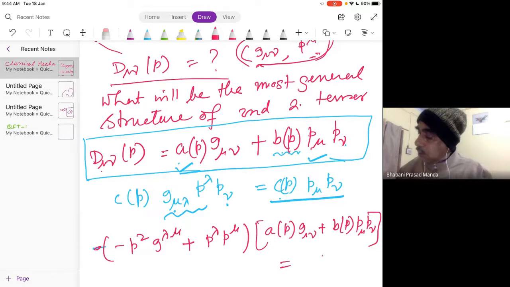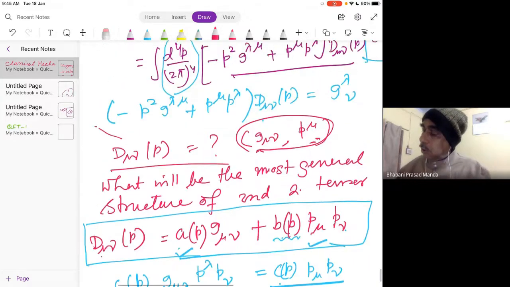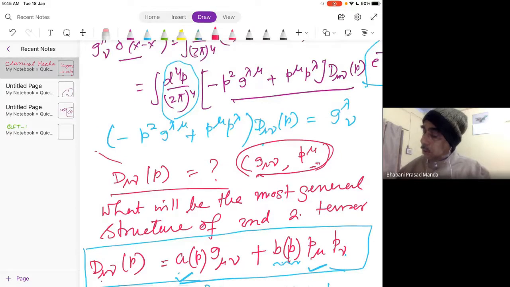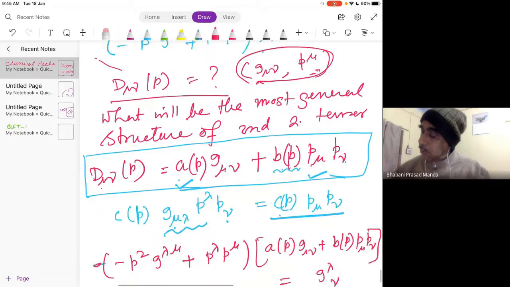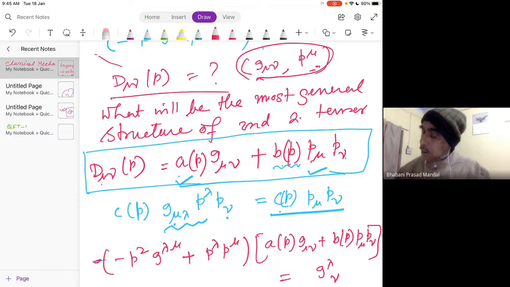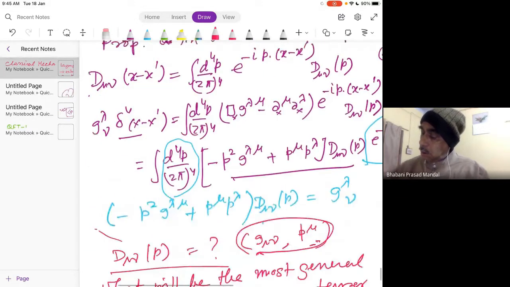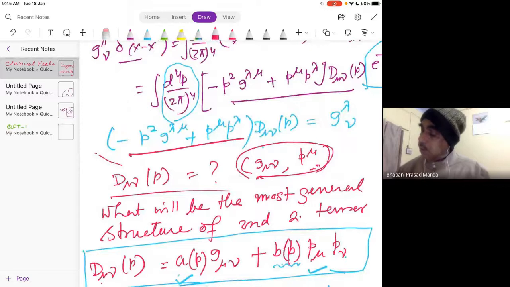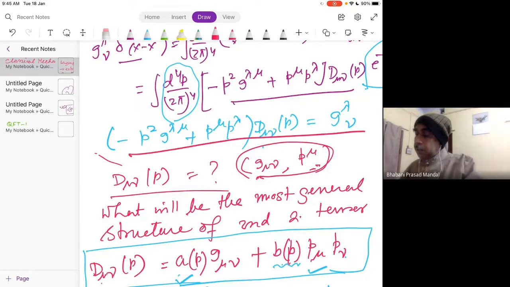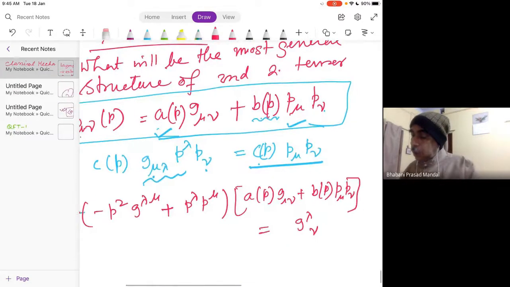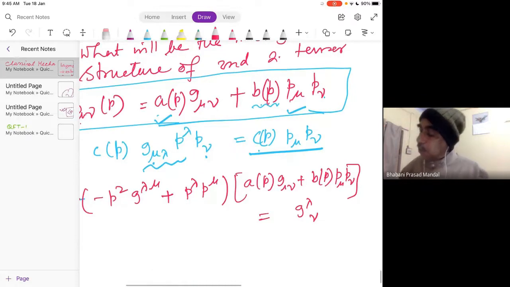Then I'll write this, a(p) g mu nu plus b(p) p mu p nu, and this should be equal to minus g lambda nu. Where is my equation? This is my equation. Okay. Now it is simple. You just multiply these terms.